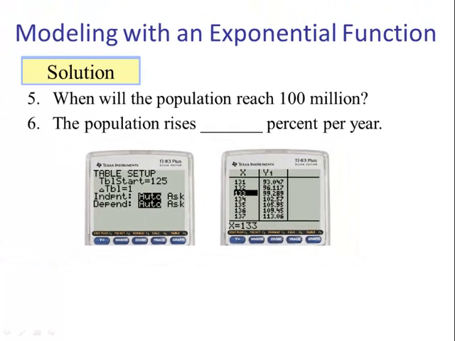Number 6, the population rises about 3.3% per year because our base was 1.033, and if we subtract that from 1, we get 0.033, which is about 3.3%.